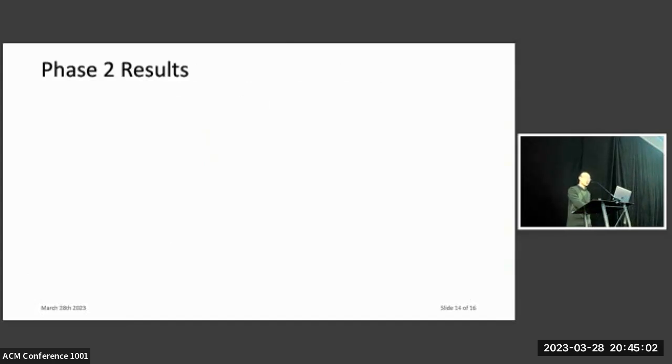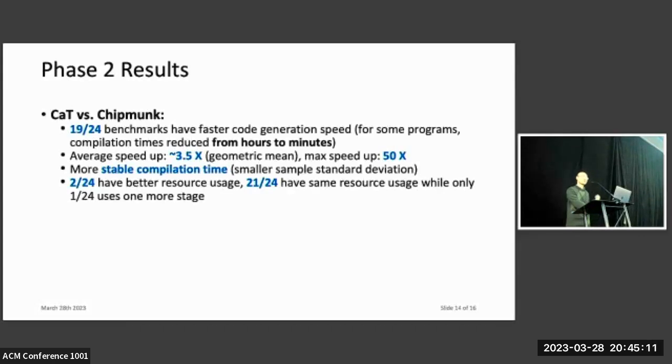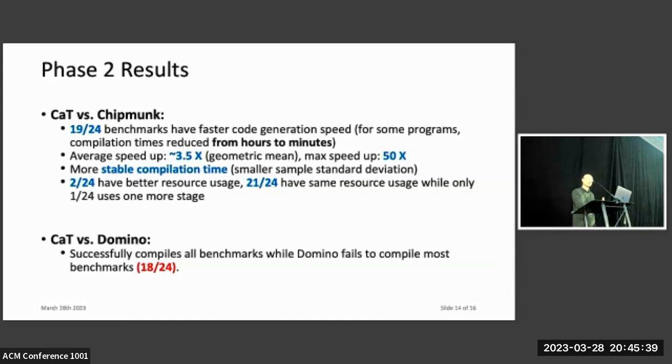So in terms of the results, I have to note that this phase takes up most of the time of the compilation. Therefore, we want to compare it against Chipmunk and Domino because both of them use program synthesis to do the code generation. Against Chipmunk, we can see that CaT can generate code faster in 19 out of 24 benchmarks. On average, the speedup is 3.5 times and the maximum speedup is 50 times. In terms of resource usage, Chipmunk has the same performance as CaT on 23 out of 24 benchmarks, and CaT only uses 1 extra stage for 1 benchmark. Against Domino, CaT successfully compiles all programs, but Domino fails to compile most of them. Actually, Domino fails to compile 18 out of 24 benchmarks.